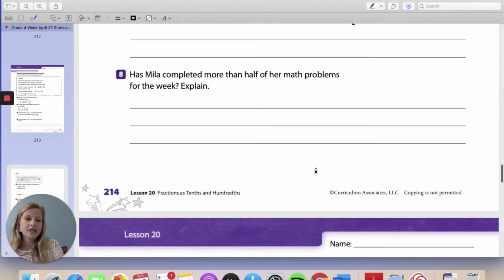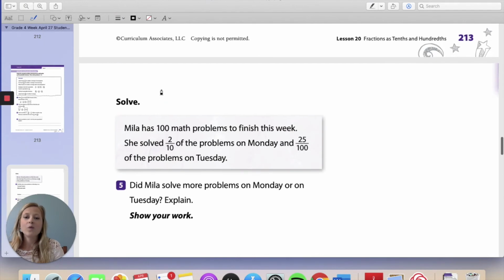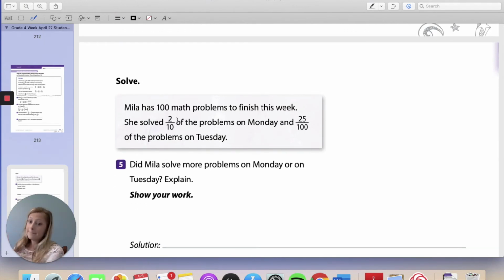It is on page 214 and it is a word problem, and we are going to learn about Mila. So let's read this together. Mila has 100 math problems. If I'm going to be doing cubes on this problem, I should be circling 100. It says Mila has 100 math problems to finish this week. She solved 2/10 of the problems on Monday, and 25 hundredths of the problems on Tuesday.